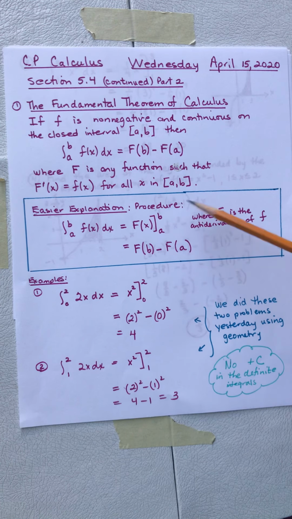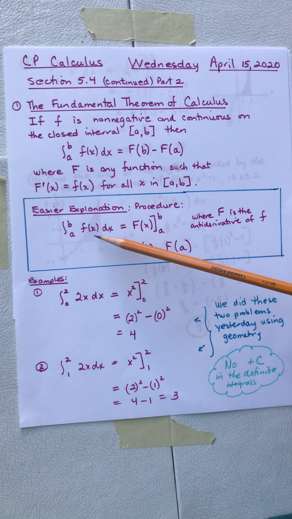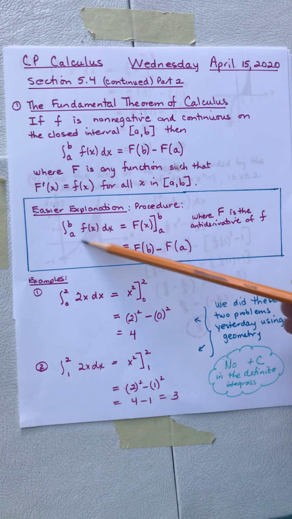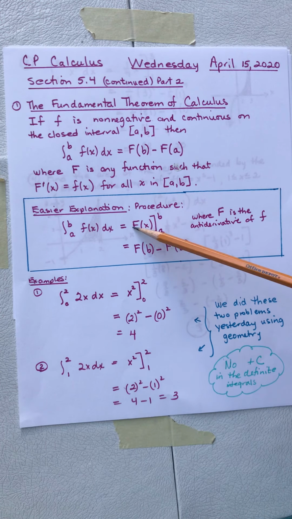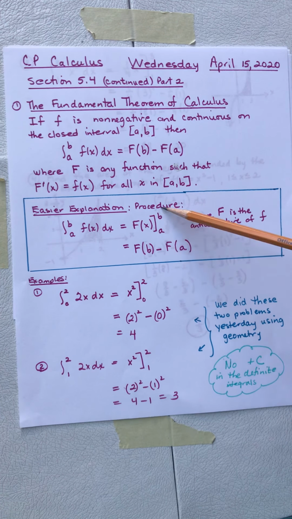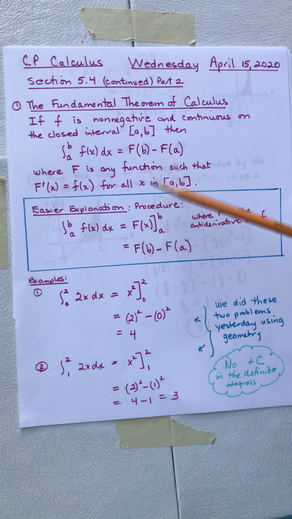But here's a simpler version, okay? We have the integral from a to b of lowercase f of x dx. What we're going to do is find the antiderivative. You've been integrating, so you know how to find the antiderivative for this function. That's what capital F of x is. It's the antiderivative. And a and b represent numerical values, and they will be in the problem.